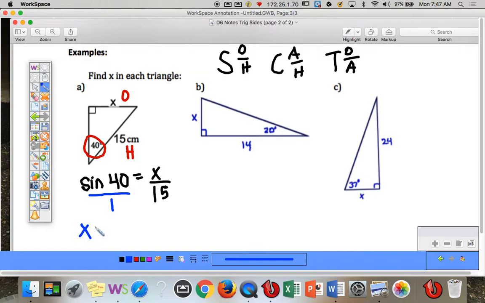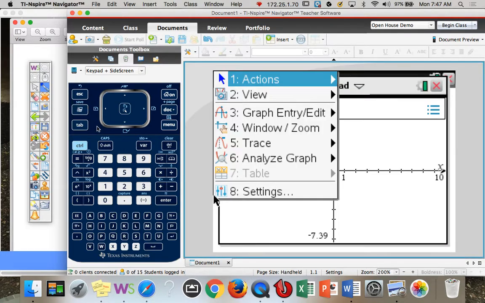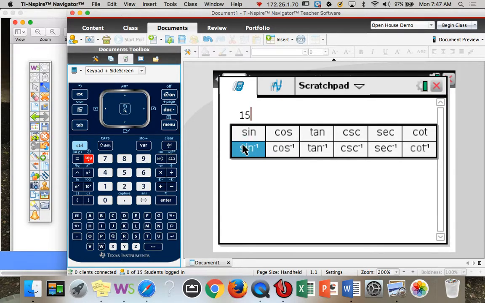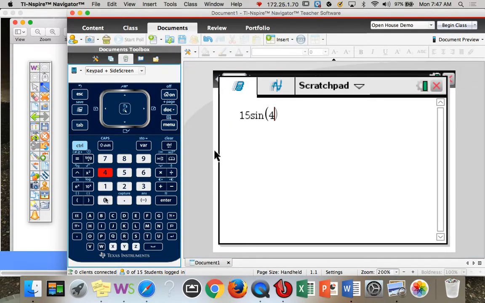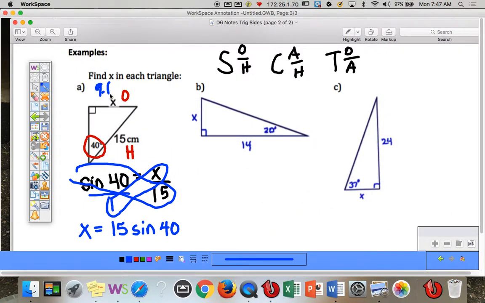So we have x equals 15 times the sine of 40. And then we just type that in our calculator. The trig button here is next to the number 7. There's sine of 40. We get 9.64. And again, our leg should be smaller than our hypotenuse, which it is. All right, let's try the next one again.